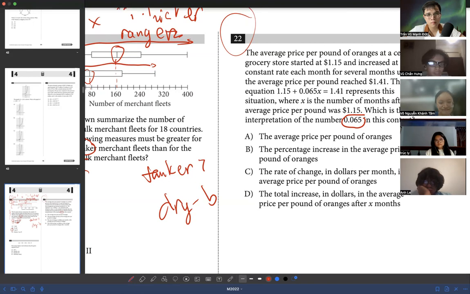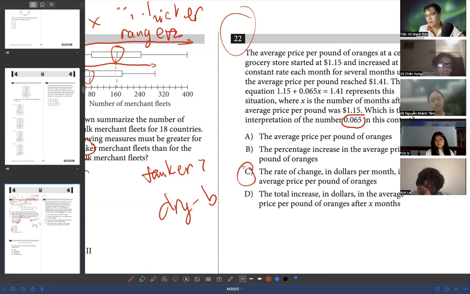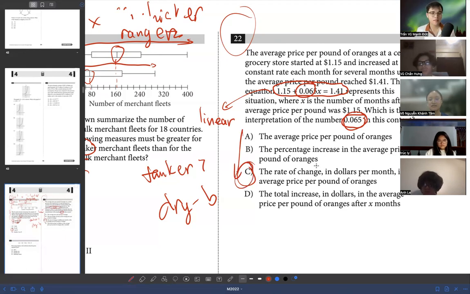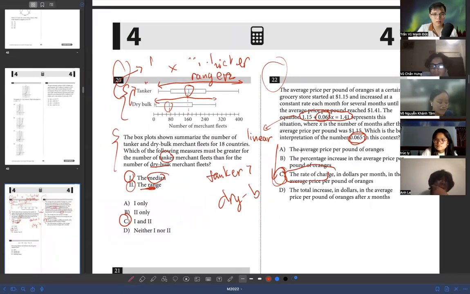Ask the rate of change. C. Let's see. The text is quite lengthy, but in conclusion, you just have to look at this, and you can easily see that this is a linear equation. The number in question is 0.065, and it's next to the x, so it's the rate of change. There's C. It specifically states that that's the rate of change, so there's no doubt about it. So it's pretty easy. Okay.